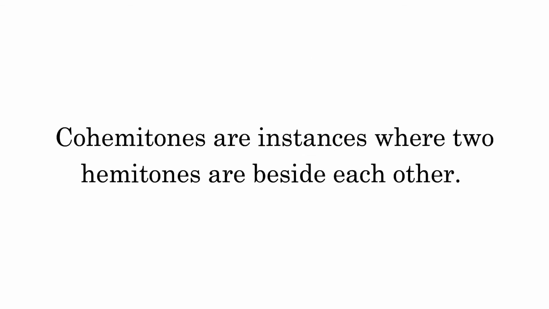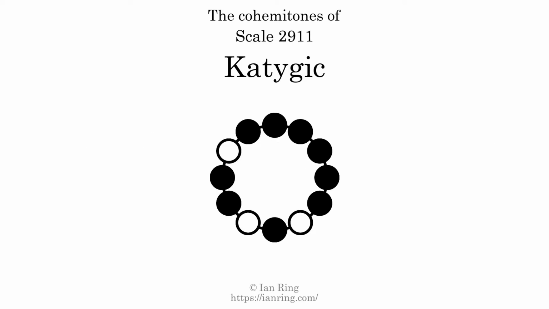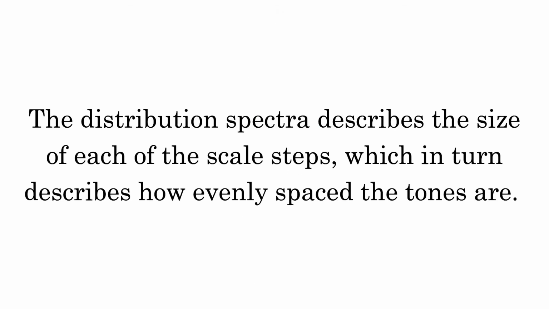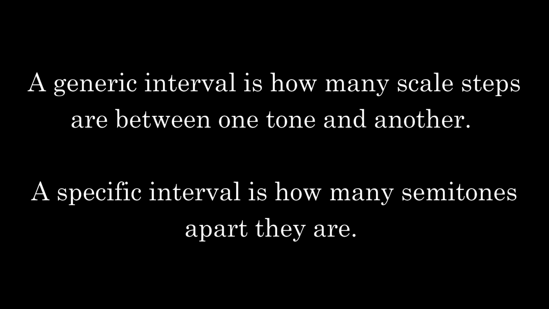Cohemitones are instances where two hemitones are beside each other. This scale has 4 cohemitones. They are at positions here, here, here, and here. The distribution spectra describes the size of each of the scale steps, which in turn describes how evenly spaced the tones are. A generic interval is how many scale steps are between one tone and another.